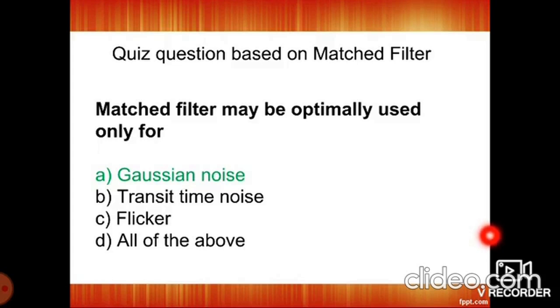The transfer function of matched filter H of f equals 2k divided by N naught into X star of f into e power minus j 2 pi f T.